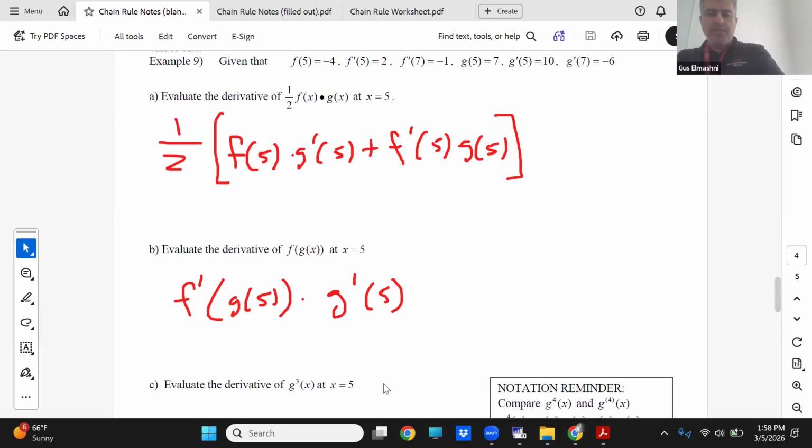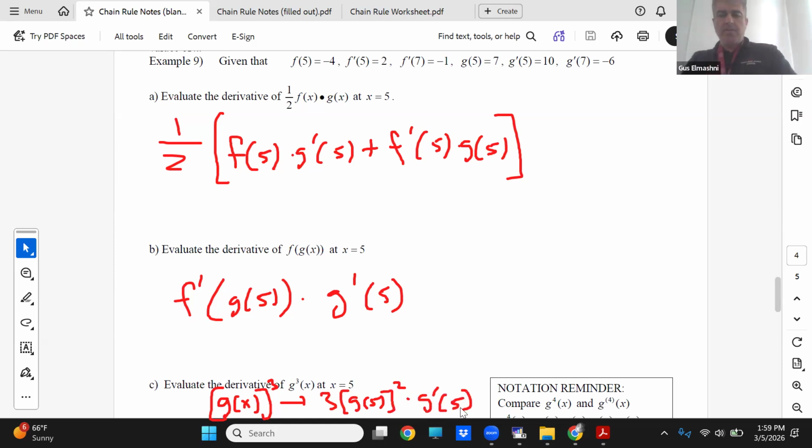And for C, it's cubed, so it's going to be 3 g of 5 squared times g prime of 5. Because what's happening here is that you have g of x, you do 3 to the front, drop the exponent by 1, multiplied by the inside. Go ahead and compute each of these three. You have all the information about them.